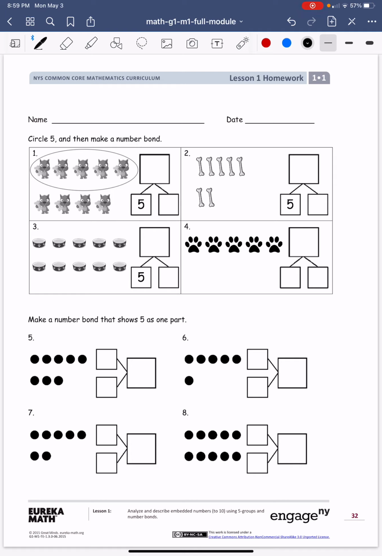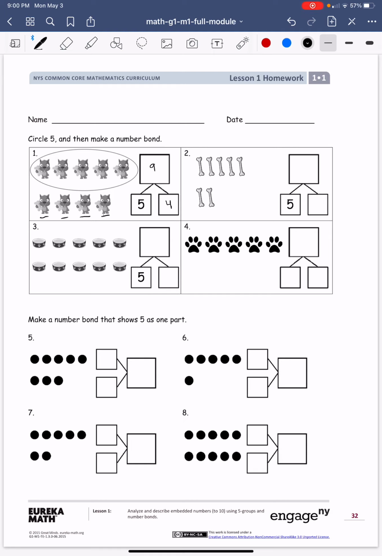So let's get started. Circle 5 and then make a number bond. So if 5 is already circled, how many more is left? 1, 2, 3, 4. What is 5 plus 4? I already explained this in the first part of the video, but what you could do, if you don't know what 5 plus 4 is, is just think of what's 5 plus 5. That's 10. And then you have to minus 1 because it's 4. So that would be 9. That's the answer to the first problem.